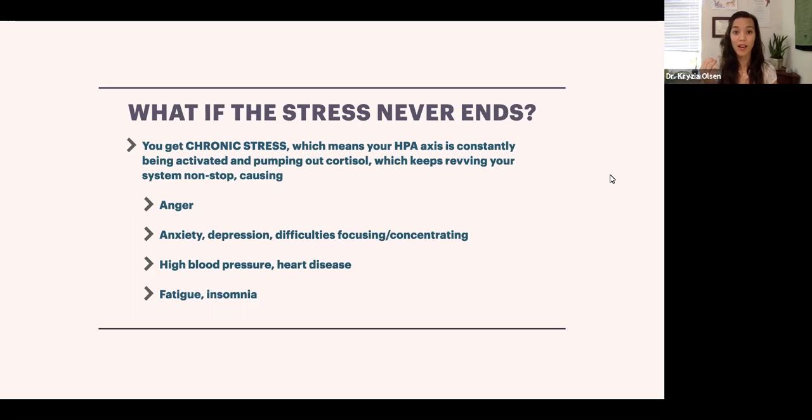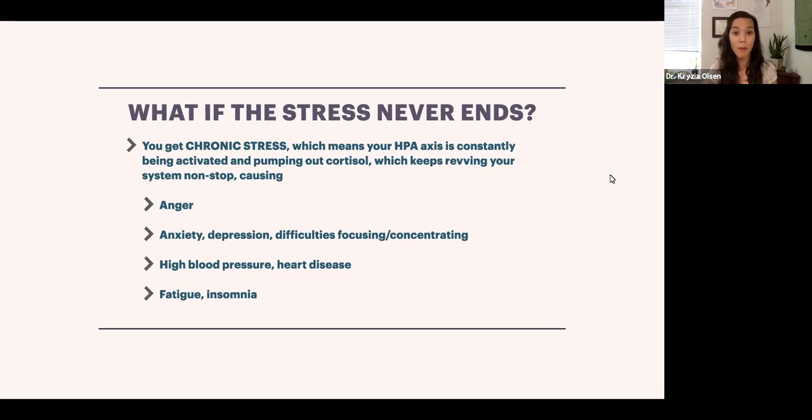Because if you think about it in the short term, when we're in that acute stress, it's good to be able to focus. But if you're constantly dripping it out and you don't have any more, now you're going to have the effects of low norepinephrine, which are the opposite things.